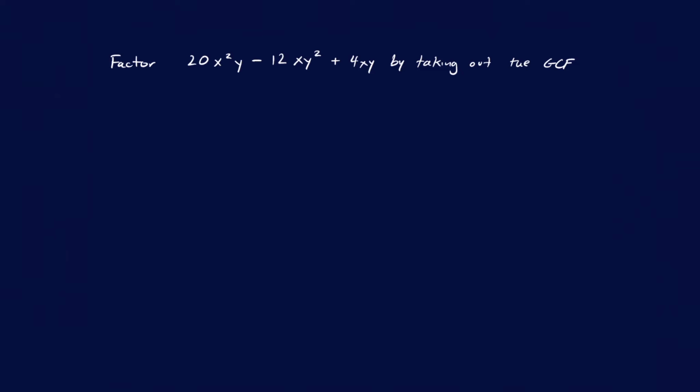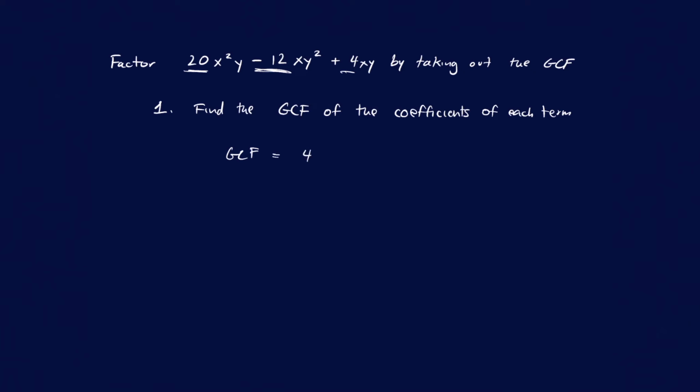All right, so let's do another example quickly. So if we want to fully factor this expression, the first step is to find the greatest common factor of the coefficients of each term. So the coefficients of each term are 20, negative 12, and 4. So the greatest common factor between these three terms is equal to 4, right? Because we can divide each of them by 4 and still end up with a whole number. So the greatest common factor is equal to 4.